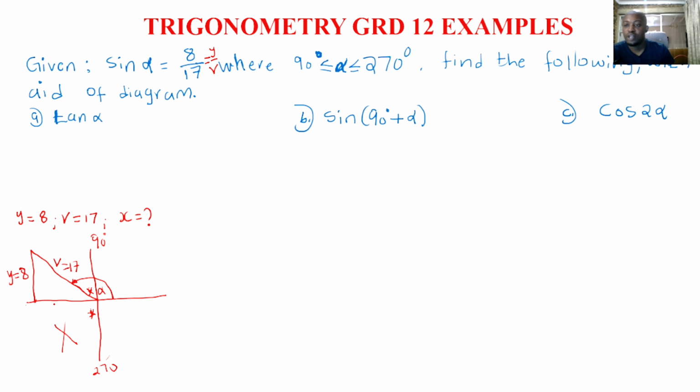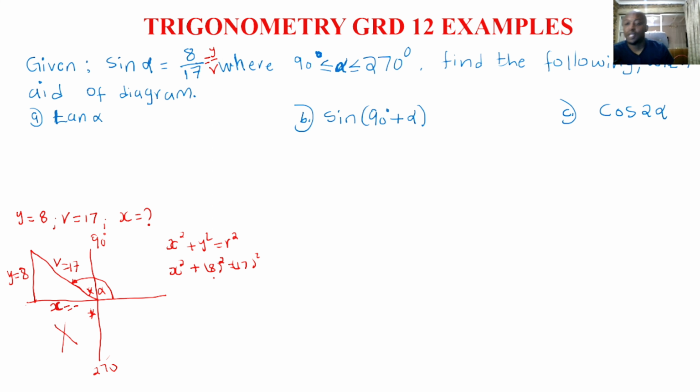Great stuff. We're looking for x, and we know that x is going to be negative because in this instance it's on the other side. Here x is positive, here it's negative, here y is positive, and down here it's negative. So whatever x value we get has to be negative. According to Pythagoras, x squared plus y squared equals r squared. We don't know x, plus y is 8 squared, r is 17 squared.